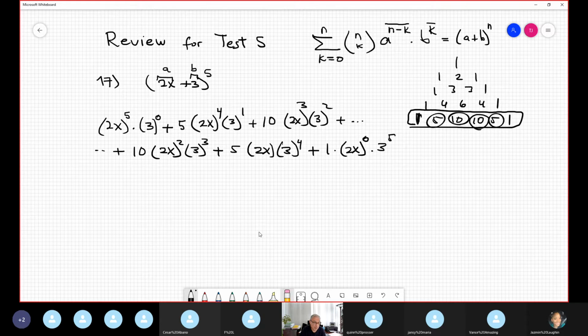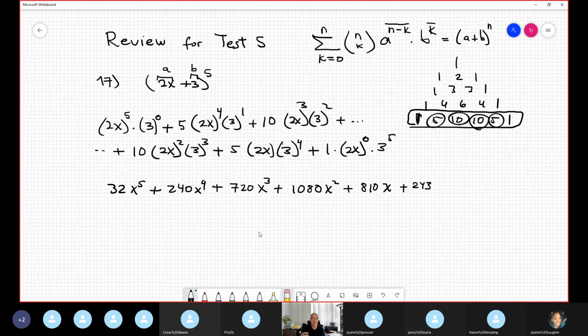Okay, the rest is arithmetic. 2 to the 5th power is 32x to the 5th. Plus 2 to the 4th power, 16, times 3 times 5, is 240, so 240 x to the 4th. Plus, I want to copy the answer directly: 720 x cubed, 1080 x squared, 810 x, plus 243. This is the final answer. Any questions?